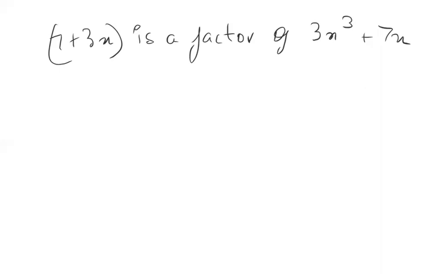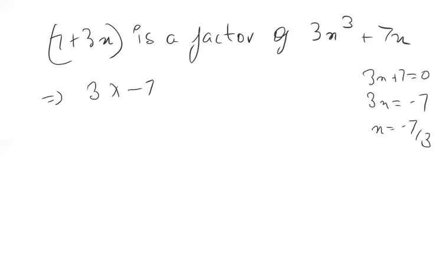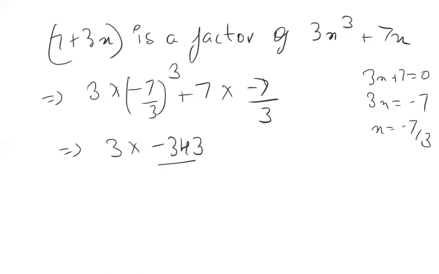So what we have to do is again equate it to 0. So I will write 3x plus 7 equals 0. 3x is equal to minus 7. x is equal to minus 7 by 3. And I will just put it in the equation. 3 into minus 7 by 3 whole cube plus 7 into minus 7 by 3. So when you find the cube, you can find it in your calculator. If you know it, very well done. But if you don't, learn it. So I get minus 343 by 9 minus 49 by 3.